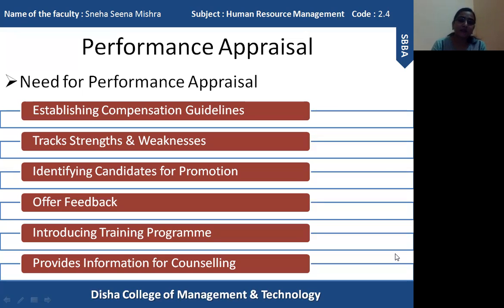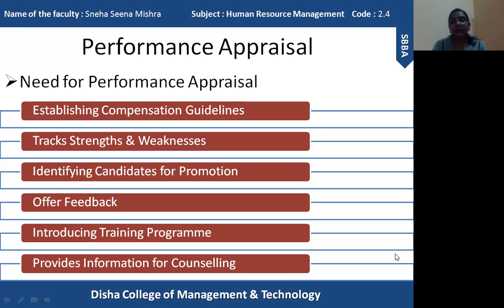Okay. The next one is identifying candidates for promotion. In an organization, there are always opportunities for promotion, an increase in salary, going to a higher position, from middle level to top level. So there are many opportunities within the organization. An organization always prefers to find employees within the organization for higher positions. And performance appraisal provides a detailed report of all the employees' performance. So the company can easily find the right person for the right job within the organization with the help of the performance appraisal report.